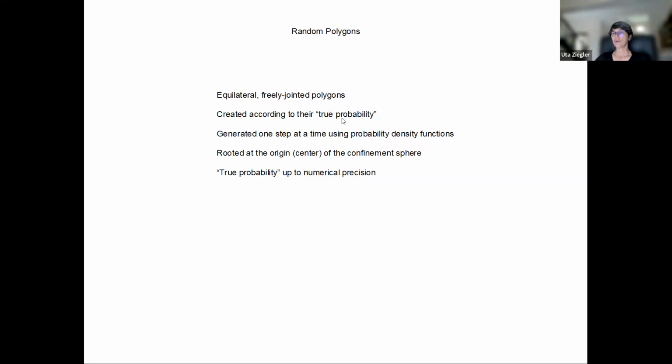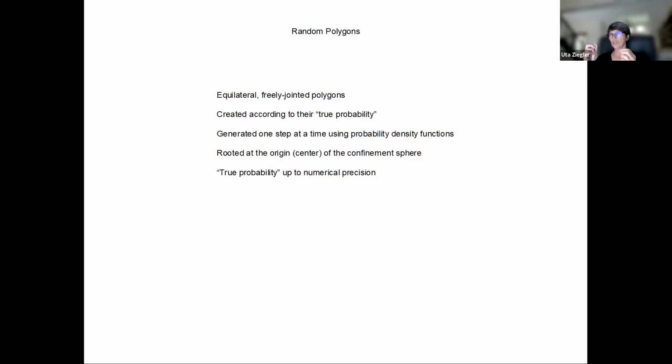There are proofs of how to compute this probability. That's the only thing I'm going to say about proofs today. It generates the polygons one step at a time using a probability density function. The probability density function answers the question: given a particular vertex right now in a polygon, and the polygon needs to be closed in a certain number of steps, given that point's distance from the origin, what is the distribution of the density for the next possible distance for the next point?